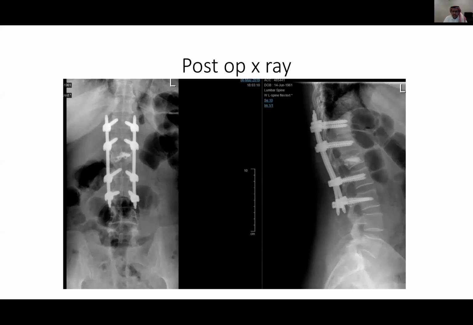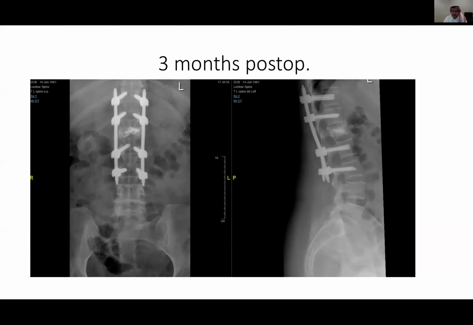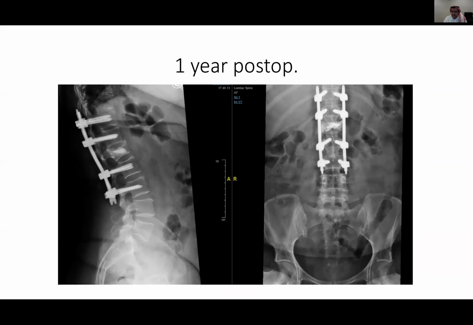So this is the direct post-op. This is after 3 months, and this is after 1 year. I follow some of the patients after 2 years, and thank God, they are doing fine. We used to do 1 level, 2 levels. We did multiple levels; we don't do so much of that. We do only kyphoplasty, different from patient to patient, but this is in general.